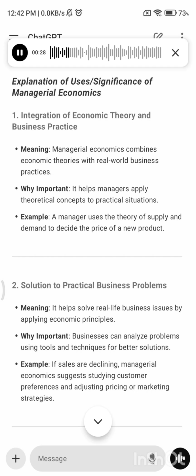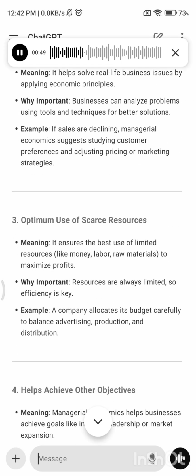2. Solution to practical business problems, meaning it helps solve real-life business issues by applying economic principles. Why important? Businesses can analyze problems using tools and techniques for better solutions. Example: if sales are declining, managerial economics suggests studying customer preferences and adjusting pricing or marketing strategies.